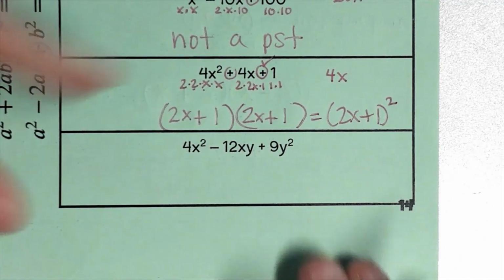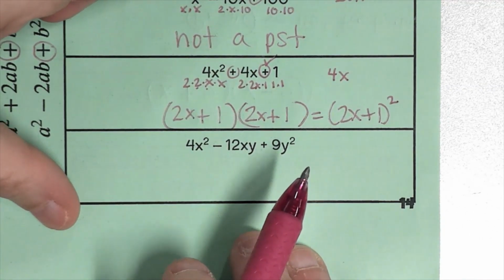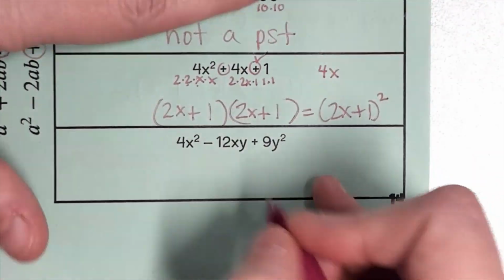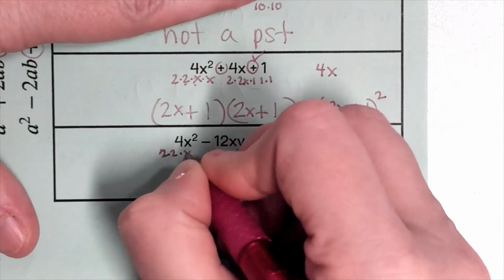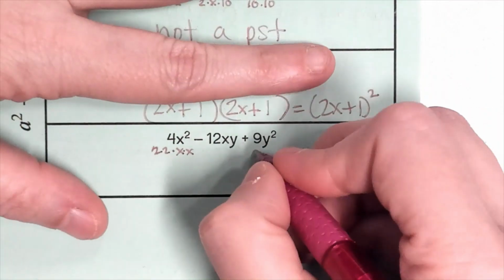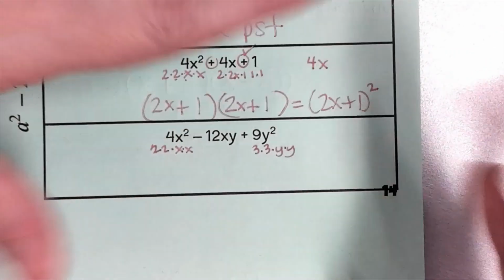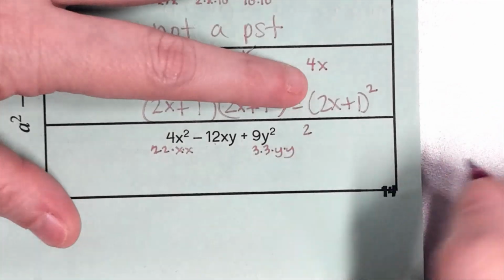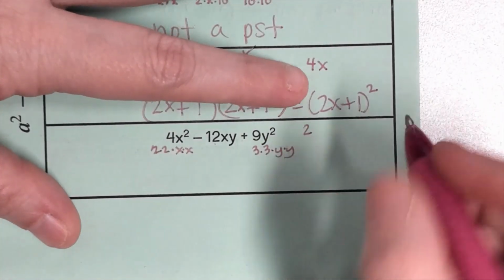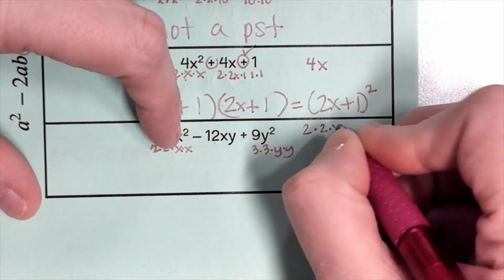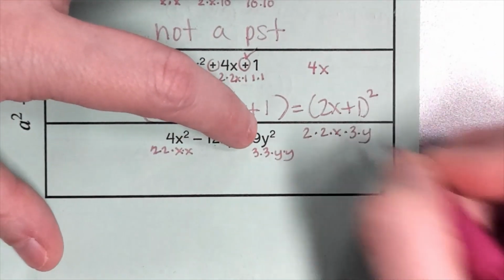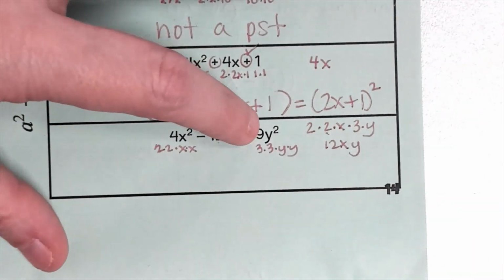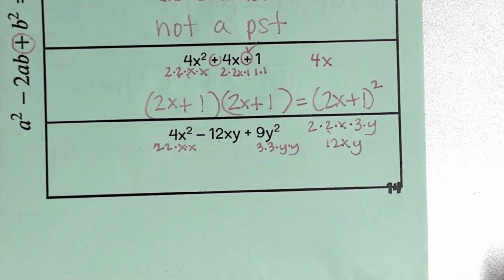This one here is kind of a mess. Okay, so let's look at it. I'm going to do the same exact thinking. It's got 3 terms. 4 is 2 times 2, and x times x. This is a perfect square because I could take the square root of it. This is 3 times y times y. Also a perfect square. A little crazy looking. I want to see if the middle term is 2 times the square root of these terms. Well, 2 times 2x times 3y. 2 times 2 is 4, 4 times 3 is 12xy. It matches, so this must be a perfect square trinomial.